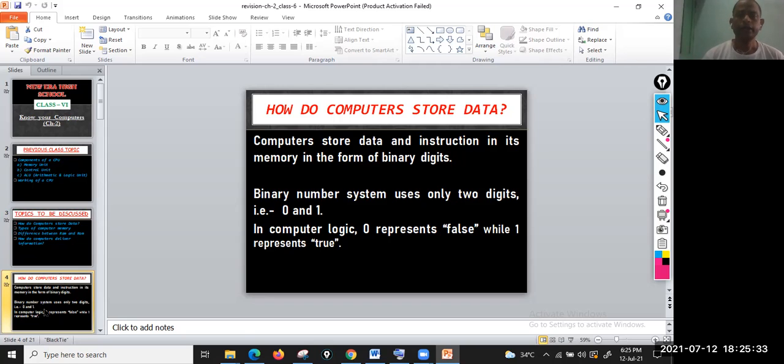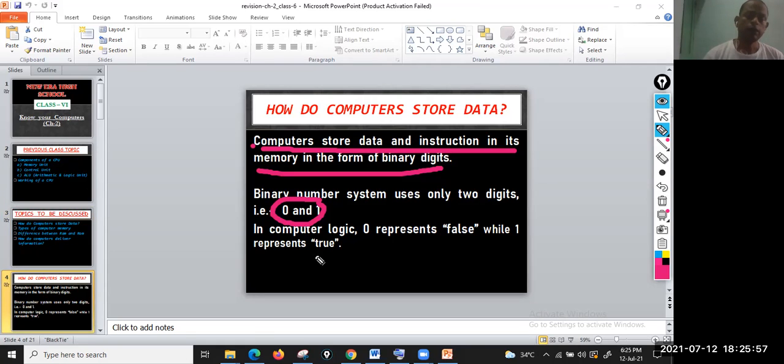Computers store data and instructions in the form of binary digits, that is 0 and 1. The binary number system uses only two digits, 0 and 1. What is the meaning of the 0 and 1? In computer logic, 0 represents false and 1 represents true.